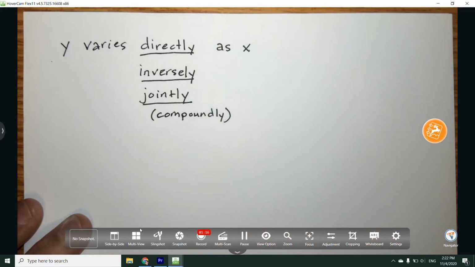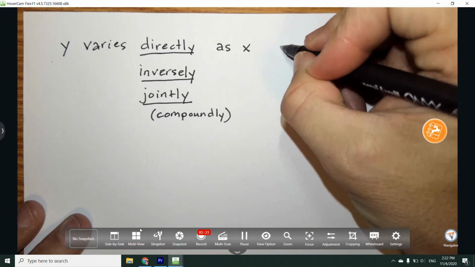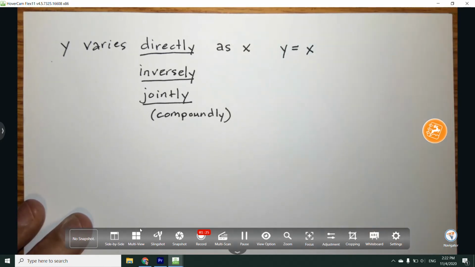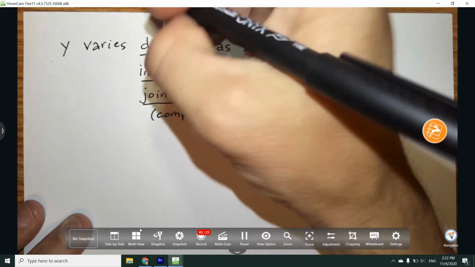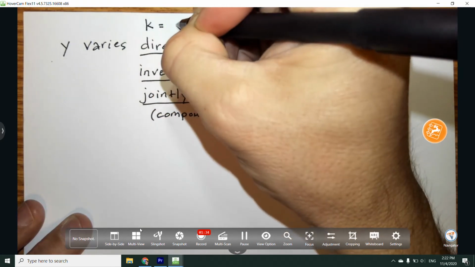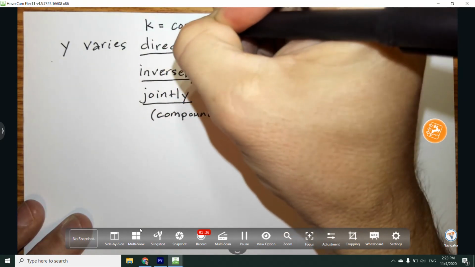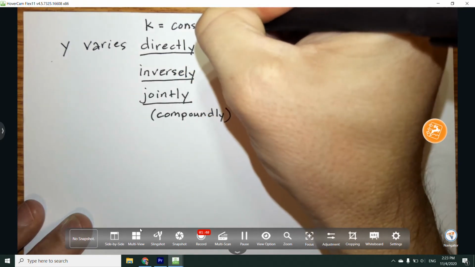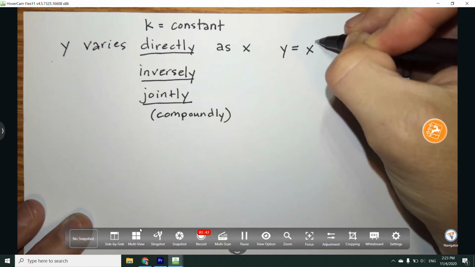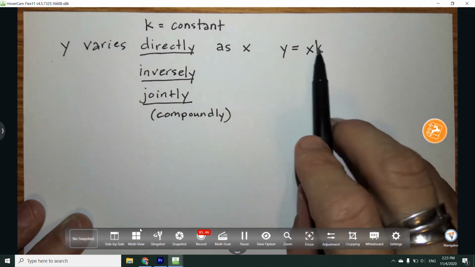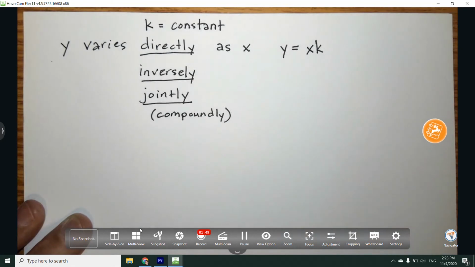The way that we're going to rewrite this is we're going to write y equals k times x. And one thing that always appears in our variation problems is a k. This k actually stands for a constant. This is what we're solving for in every single problem first. And then we're using that information to know what k is to solve for another equation that they're going to throw at us.